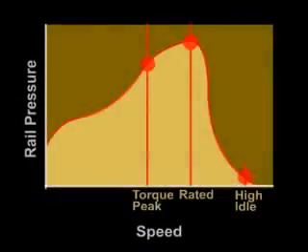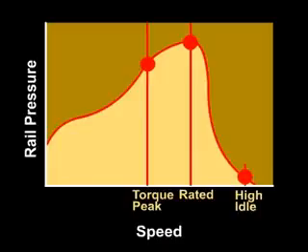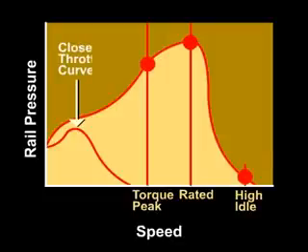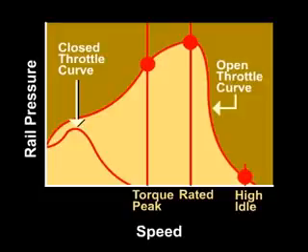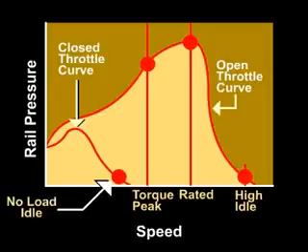The closed throttle fuel pressure curve is very similar to the open throttle fuel pressure curve. The no-load idle speed on the closed throttle fuel pressure curve corresponds to the high idle or maximum no-load speed on the open throttle fuel pressure curve.